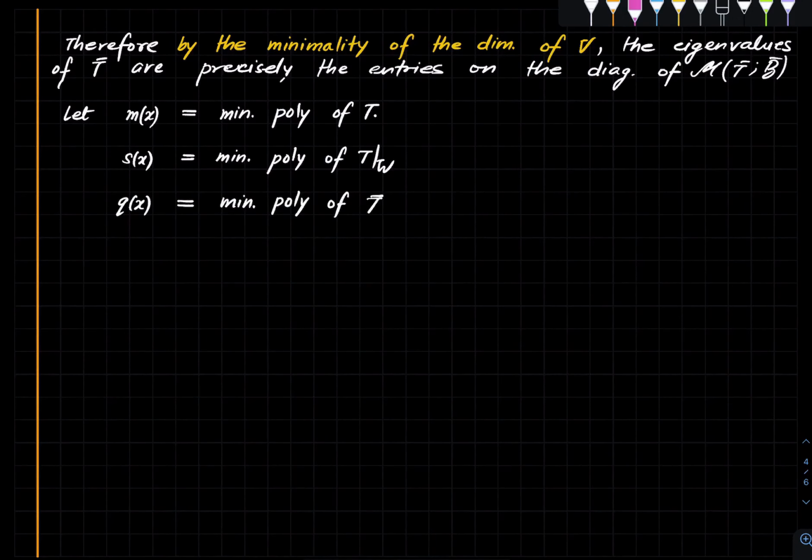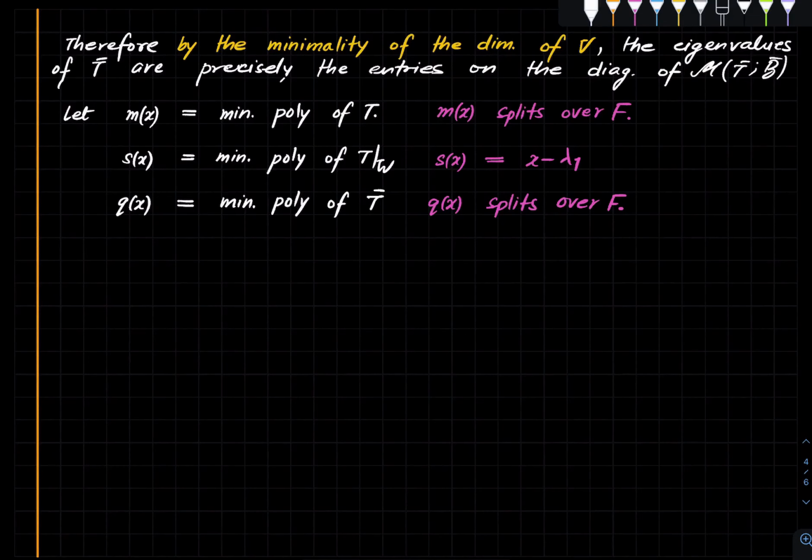So first of all, we know that Mx splits over the base field. Why? Because T is an upper triangulable operator, and this is what we recalled. So that splits. Other thing I want you to check is that Sx is nothing but x minus lambda 1. This is a trivial exercise. And Qx splits over F. Again, because T bar is an upper triangulable operator. So these things we have.